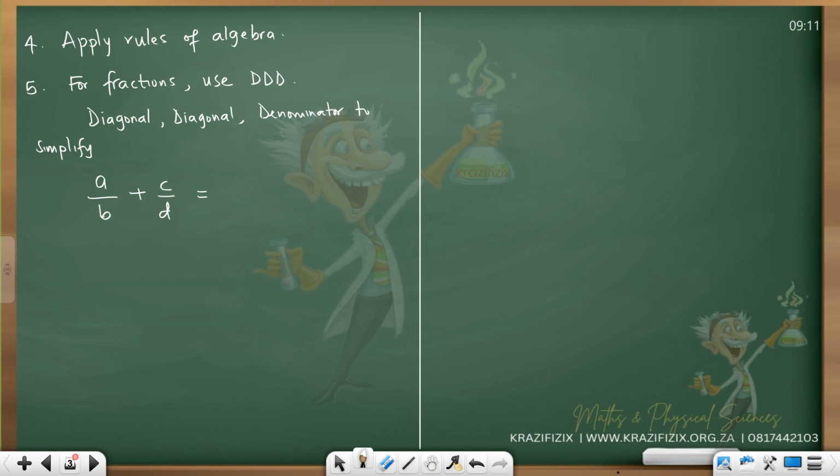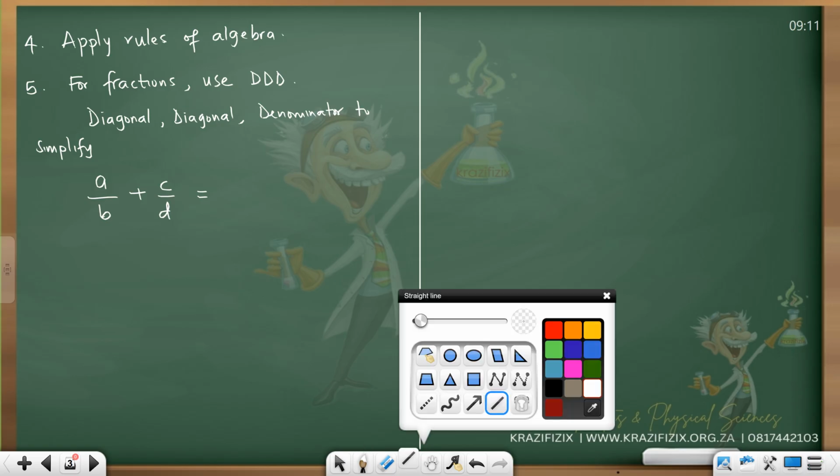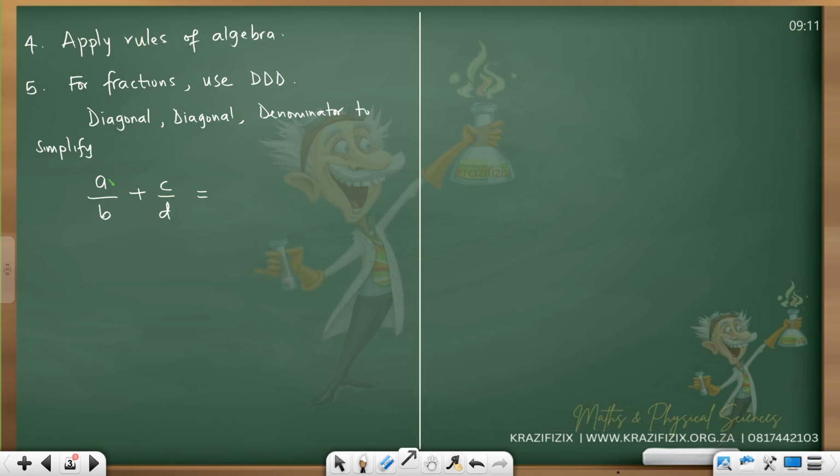And what do I mean by diagonal? I am going to multiply from my left to the right. So I'm going to multiply A times D, then B times C, then B times D, my denominator. So this should give me AD plus BC over BD.